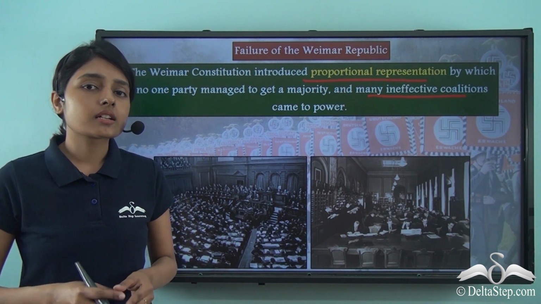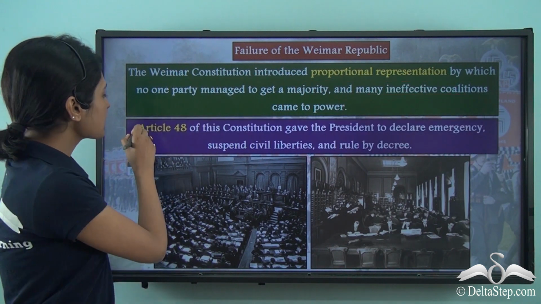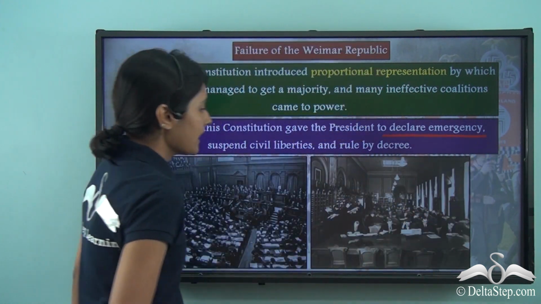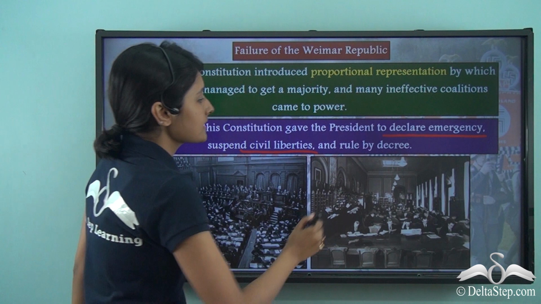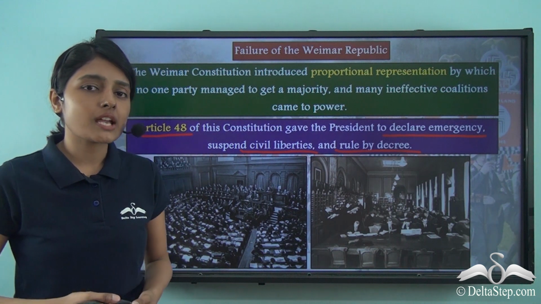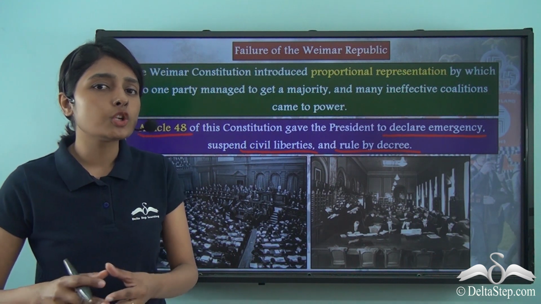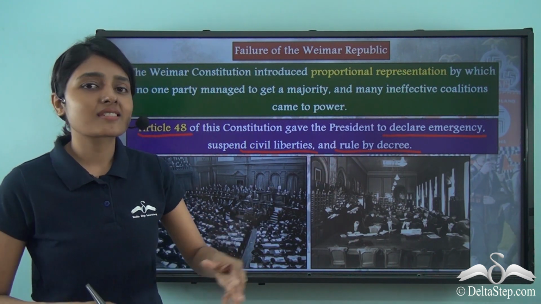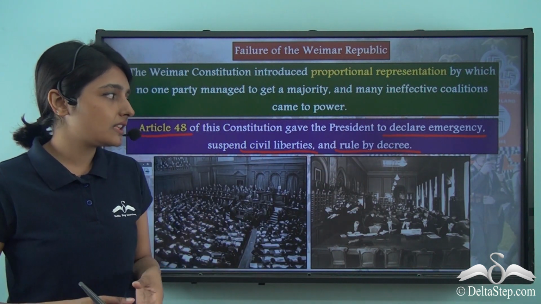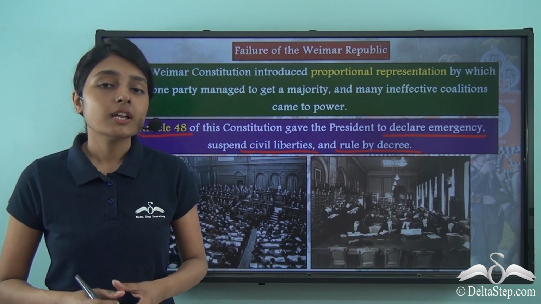And along with that, the constitution of the Weimar Republic also had Article 48, and this Article 48 gave the President the power to declare emergency, suspend civil liberties and rule by decree. So the President used this power quite a few times during the short life of the Weimar Republic, and at the same time the President was in no way effective in bringing peace and stability to the German masses. Because simply by suspending civil liberty and ruling by decree, the President could not bring any solution to the German state.